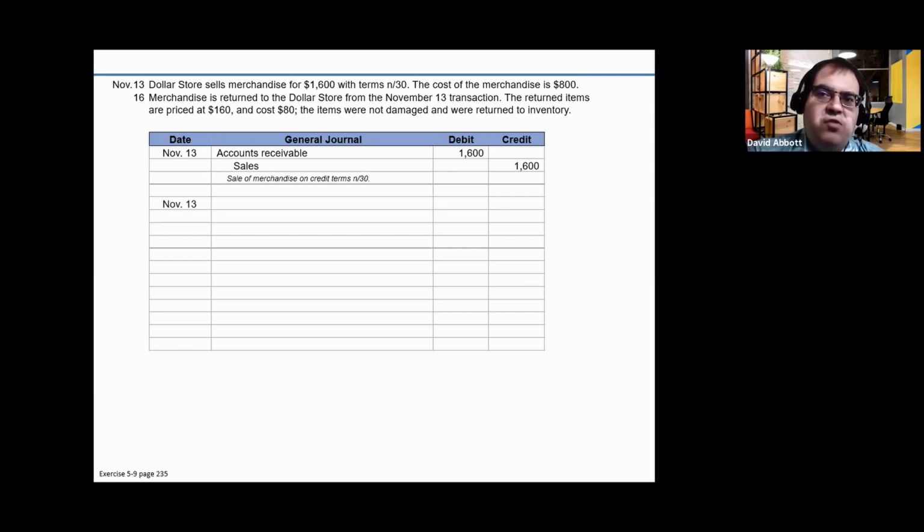And then the merchandise is returned to the Dollar Store from the November the 13th transaction. The returned merchandise are priced at $160, cost $80. The items were not damaged and they were returned to inventory. So you have cost of goods sold of $800 because that's what it cost us. Debit, because we're going to go ahead and reverse that out, and then you're going to credit merchandise inventory for $800. Because again, you're taking those out of inventory.